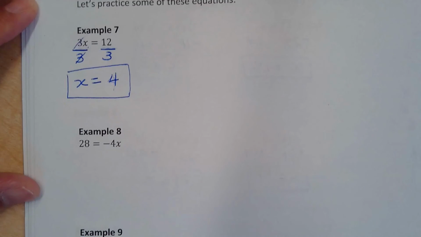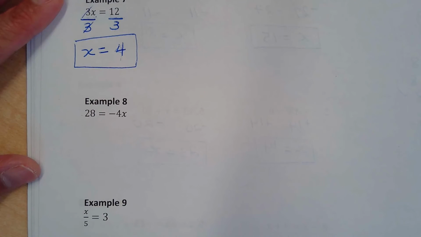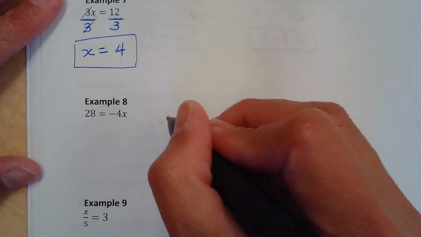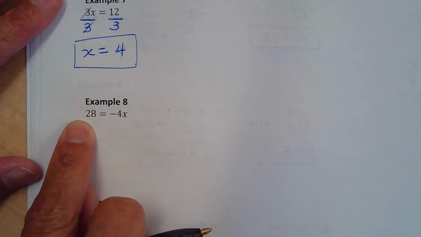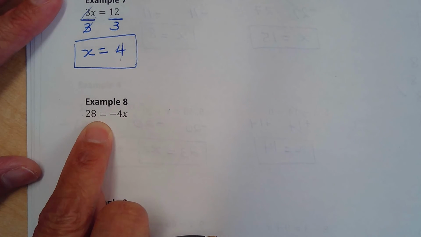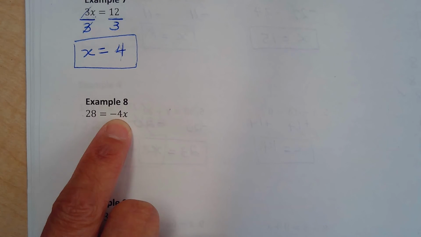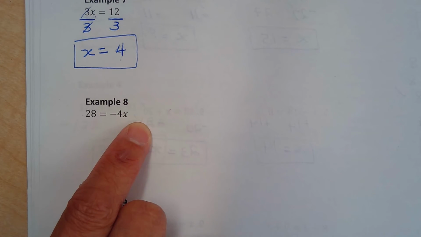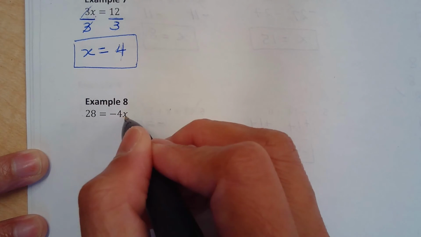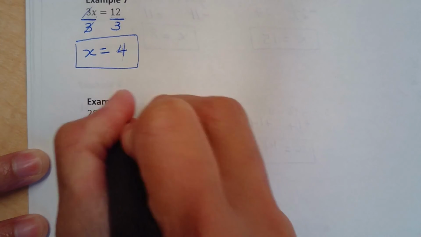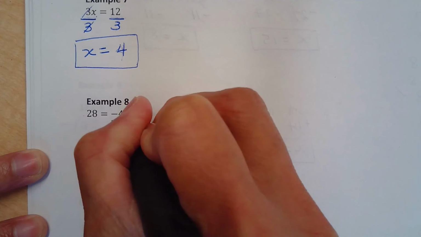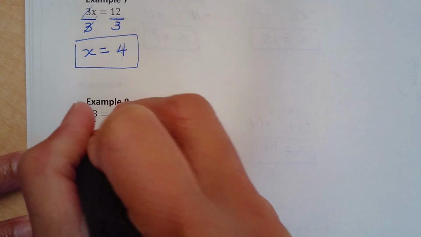Yeah, that's good. Let's give it a try. Next example, example 8. 28 is equal to -4 times x. So these two are being multiplied. The opposite of multiplying would be dividing. So we're going to divide by -4. Divide by -4. Opposite operation.